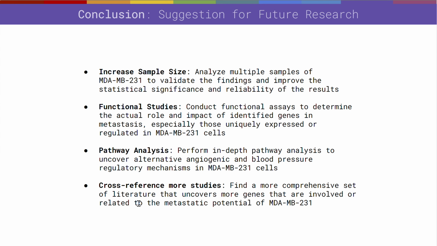Or also we could cross-reference more studies to find a more comprehensive set of literature that uncovers more genes that are involved. Basically, don't rely just on this one specific study with all its genes, although it's a comprehensive study, but there might be other studies that could provide more insight into specific genes that are more in depth studied that are related to metastasis of this specific cell line.